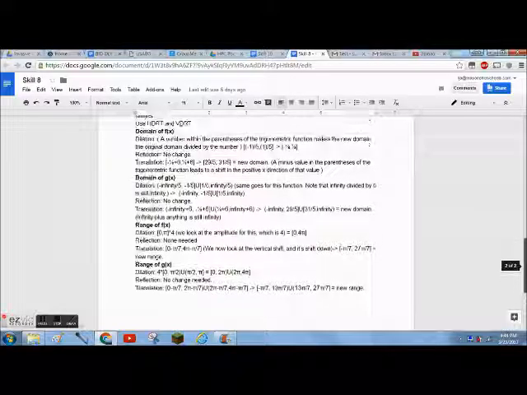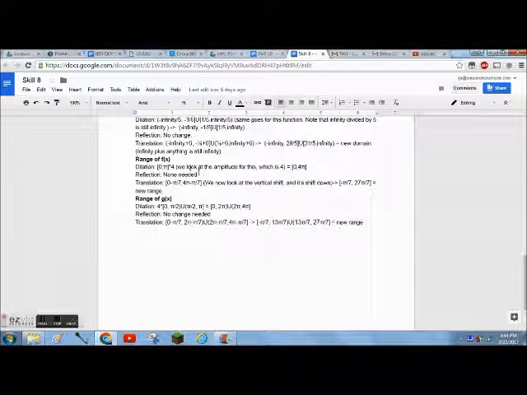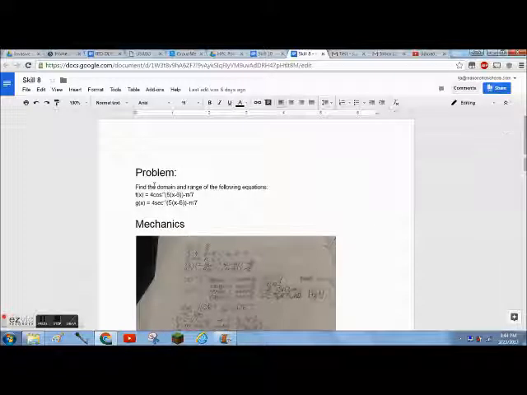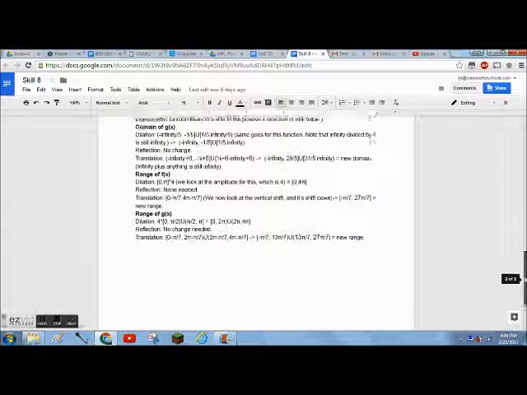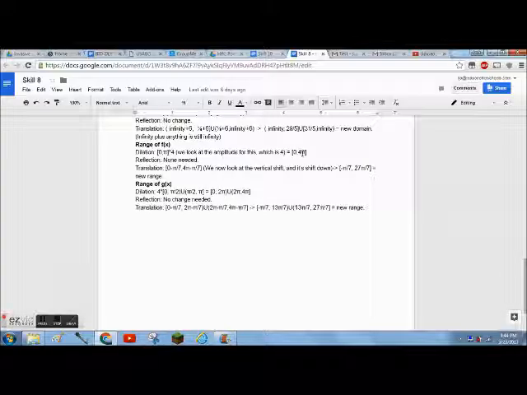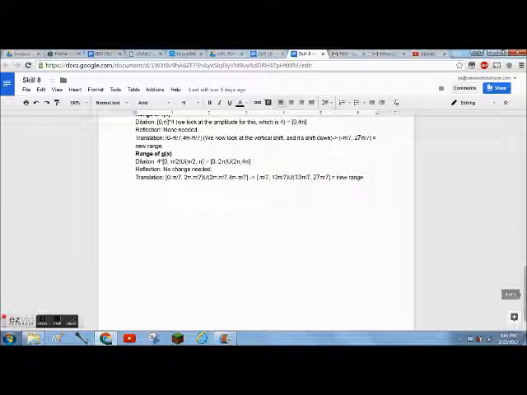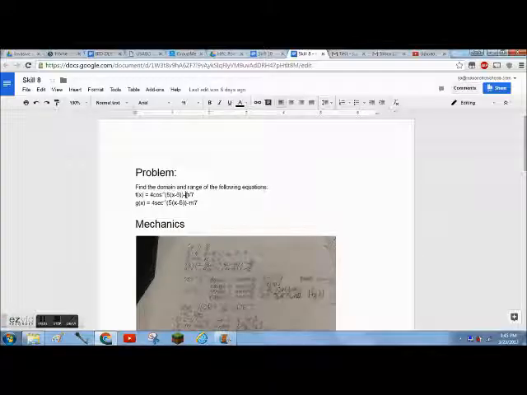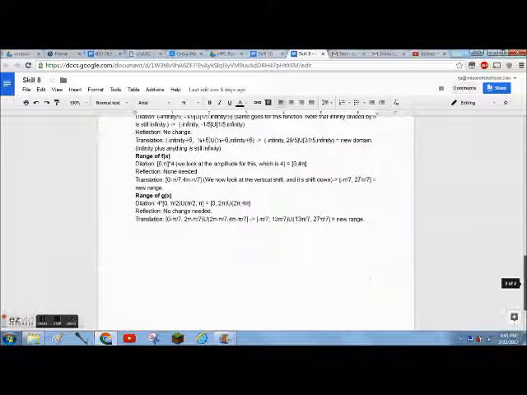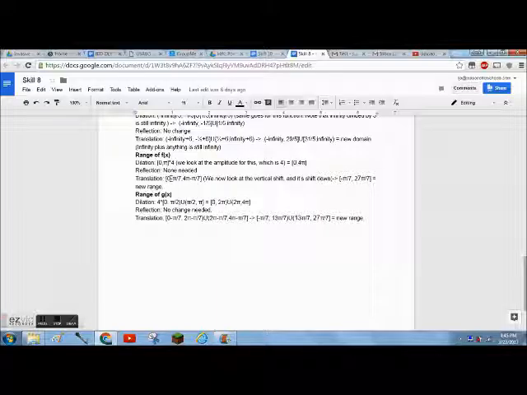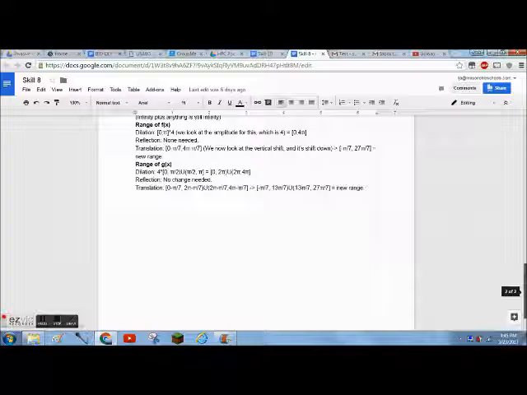To find the range, we take the original range, which was 0 to pi, and we multiply both by 4. We need to look at the amplitude for this, which, as we saw, is 4. So our new range is 0 to 4 pi, inclusive. Reflection is none needed. Once again, there was no negative in front of the amplitude, so we can just keep it as is. Translation. Here, outside the parentheses, when it says subtract, it means subtract. So we go down by pi over 7. So we take this and subtract pi over 7, and we take this and subtract pi over 7. We now look at the vertical shift, and it's a shift down to get our new range.